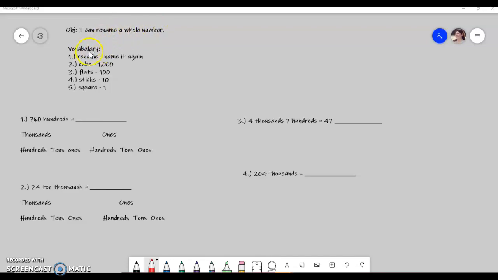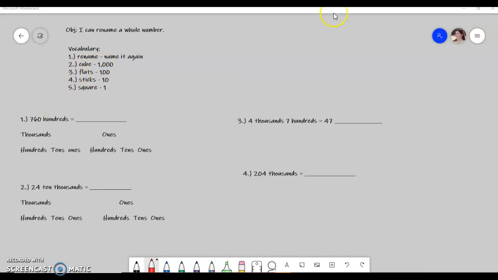Today we are going to rename a whole number. So our vocabulary today is rename. That means to name it again, change its name. So we will be using some things to help us. We will be using a cube, which is worth 1,000.